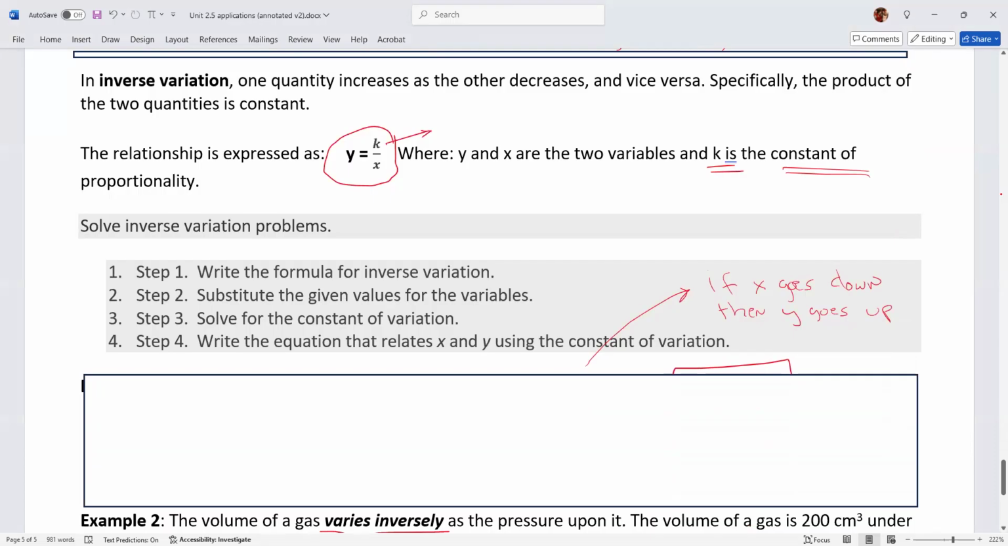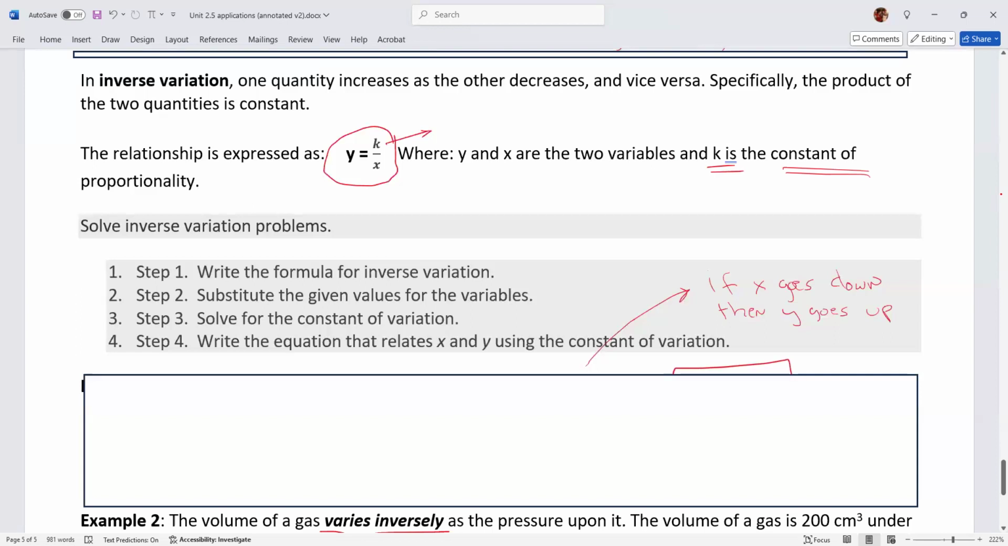Okay, so what's this idea of inverse variation? Well, think of a water hose. A volume of water is coming out of that hose. As you pull the trigger and constrict or decrease the opening, then the pressure goes up, right? So one thing is going down, the other thing goes up. If I release the trigger and open the opening, so that is increasing, the pressure would drop. And so they vary inversely. One goes up, the other goes down.